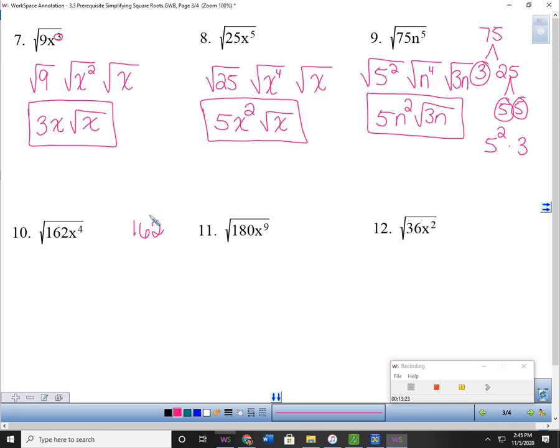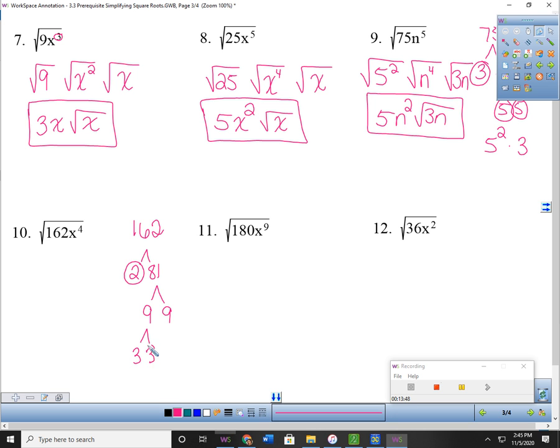162. So we can take 162 and divide that by 2, and that gives us 81. And 81 is 9 and 9. Well, 81 is a perfect square, right? Oh, why am I circling that? 9 is 3 and 3, right? So we're going to end up with 4 of those, right? Okay, so I have 3 to the 4th and a 2.